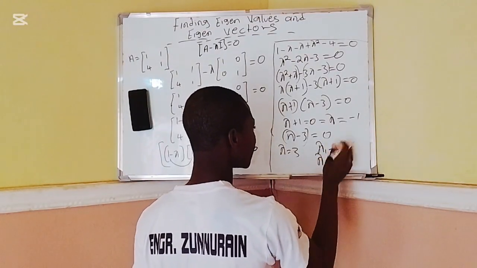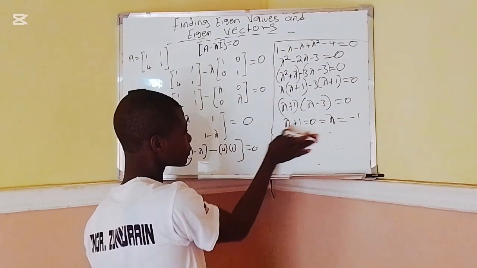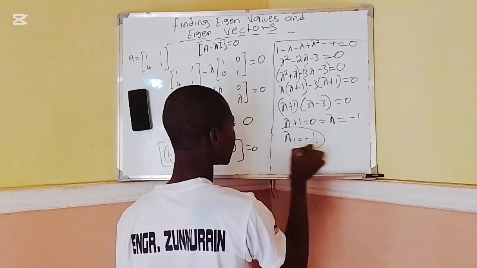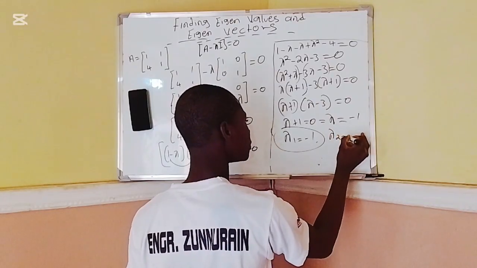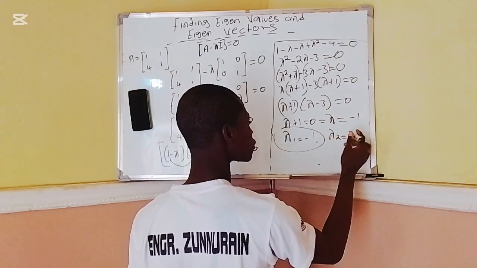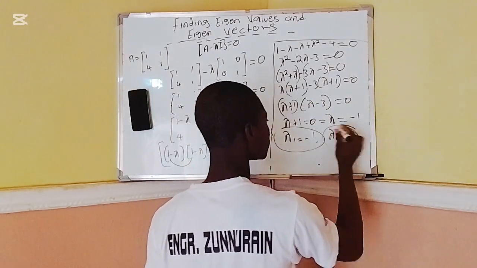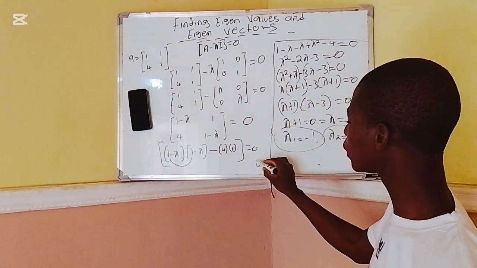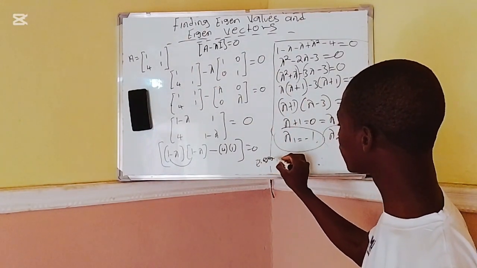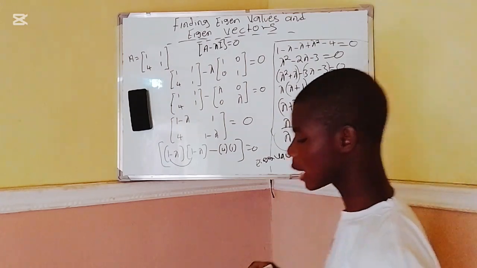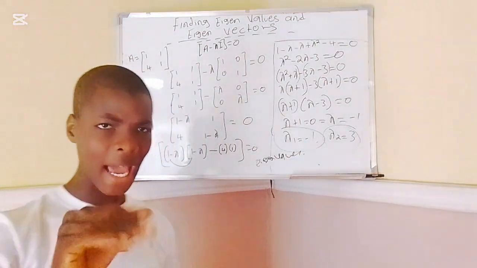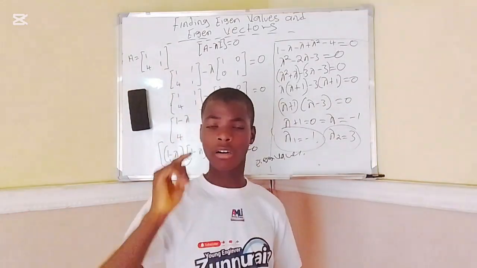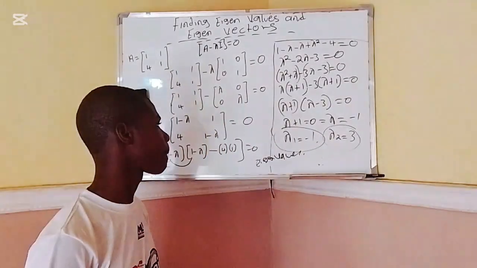So lambda 1 equals -1, and lambda 2, sorry, maybe you cannot see, lambda 1 equals -1 and lambda 2 equals positive 3. This is called the eigenvalues. So these are the eigenvalues. So let us see the eigenvectors. We are going to use these eigenvalues to find the corresponding eigenvectors.